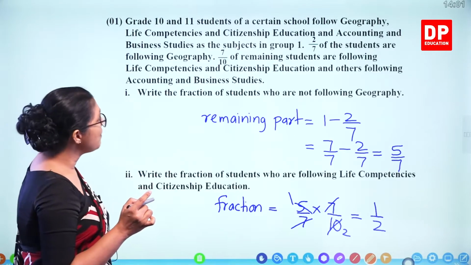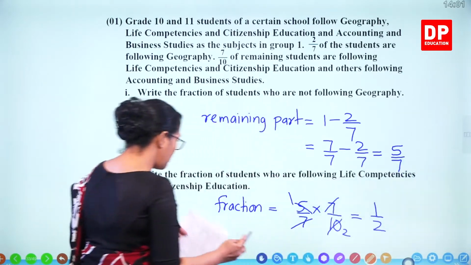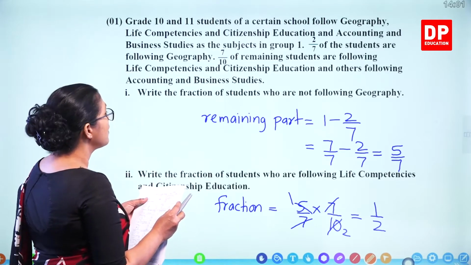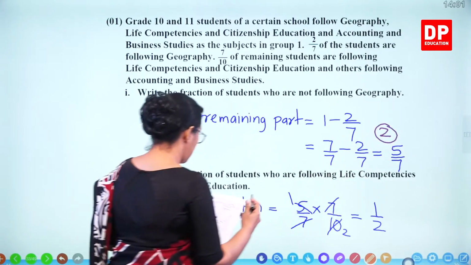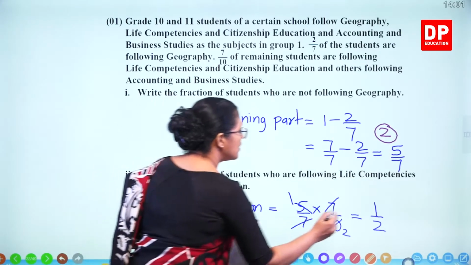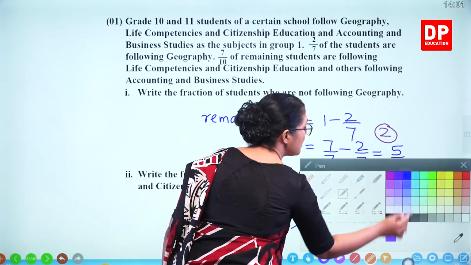So we'll see how many marks for these 2 parts. According to the marking scheme, 5/7 gets 2 marks, and half gets 2 marks. So we'll look at the next part.